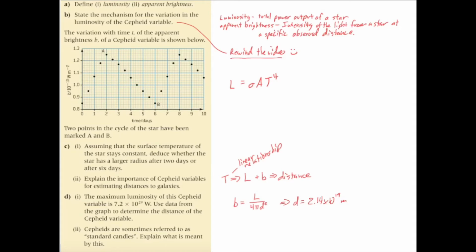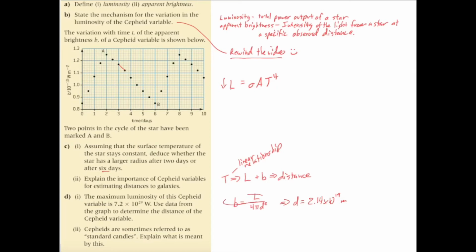Okay, next is here: assuming the surface temperature of the star stays constant, deduce whether the star has a larger radius after 2 days or after 6 days. Well, we can see that the apparent brightness is going down from A to B. If the apparent brightness is going down, that means the luminosity is going down because of the relationship between luminosity and apparent brightness, which I did write down there.